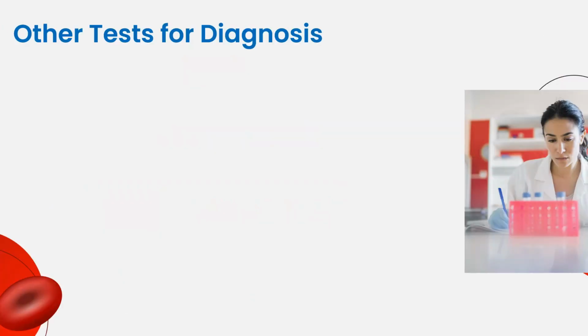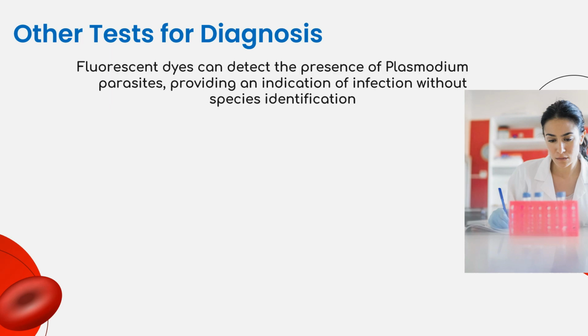While microscopic examination is a valuable tool, there are alternative methods that provide additional insights. Let's explore some of these diagnostic approaches. Fluorescent dyes offer a means of detecting the presence of Plasmodium parasites. Although they don't identify the specific species, they provide a reliable indication of infection. However, when it comes to species identification, we need to turn to molecular tests.